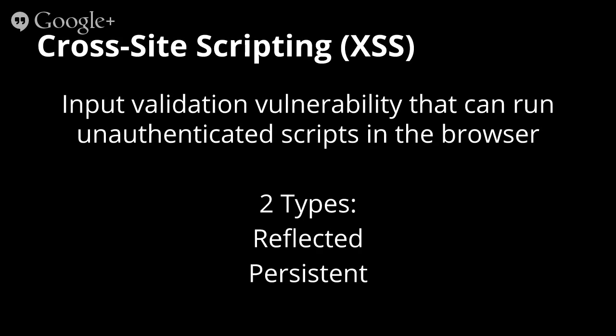So, cross-site scripting is the most common web app vulnerability. It's an input validation vulnerability that typically can run scripts in the browser. There are two types: reflected cross-site scripting and persistent. We'll go into a little more depth on what that means. But can anyone tell me what would be the problem with having anyone run scripts inside the browser that aren't intended to? What can you do by running a script inside a browser?